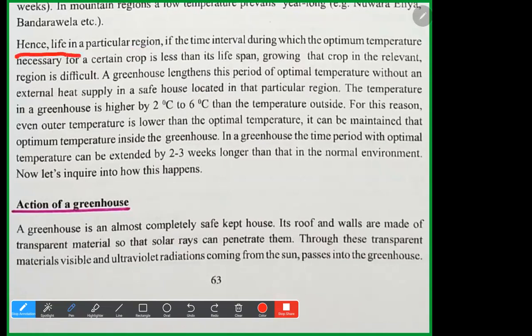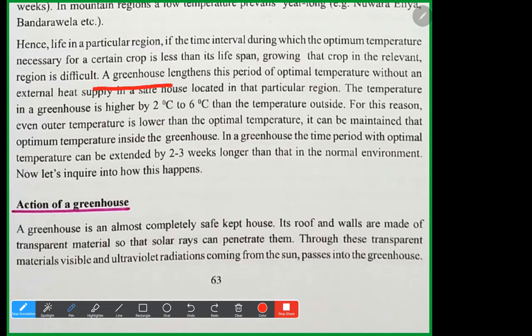Hence, in a particular region, if the time interval during which the optimum temperature necessary for a certain crop is available is less than its lifespan, growing the crop in that region is difficult. Let's say it needs 3 months, but the temperature can be maintained naturally for only 2 months, so you cannot grow plants with a 3 month lifespan.